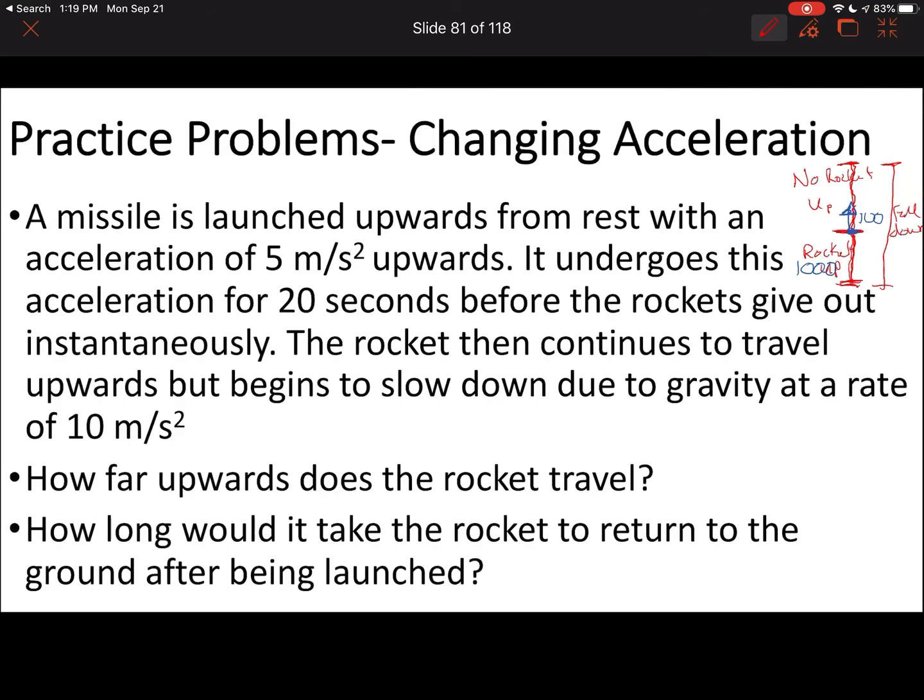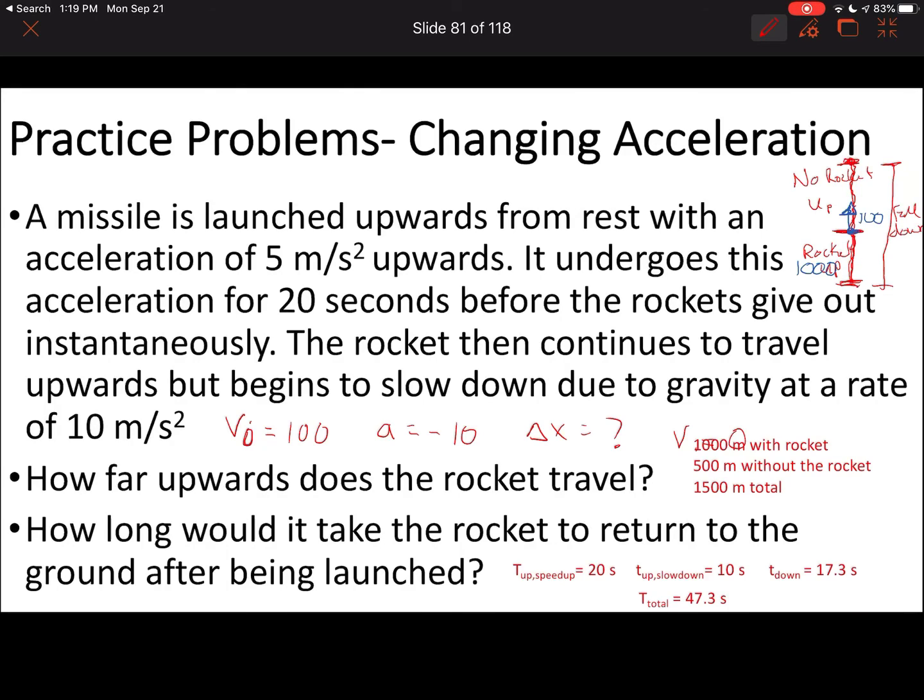And then so now that I know this, I can figure out how far upwards we go in this second time. So in my second case, my initial velocity, v naught, is 100. My acceleration is -10. I want to know what my displacement is, and I know that my final velocity in this case is 0, because we are going to come to rest at this point. So now with that information, can I find displacement? I absolutely can. And then I come together to find that we move another 500 upwards. So we moved 1,000 meters with the rocket, 500 meters without the rocket, and then that's a total of how far upwards do we go?